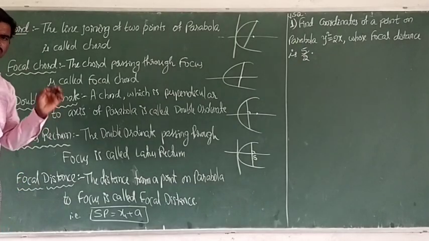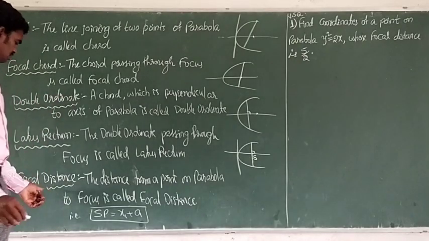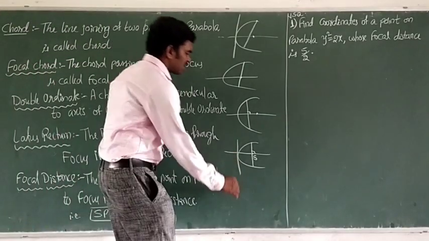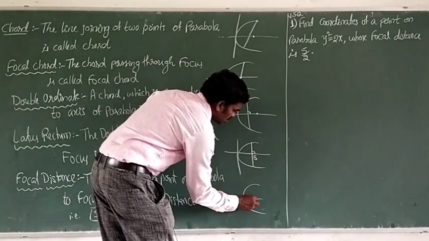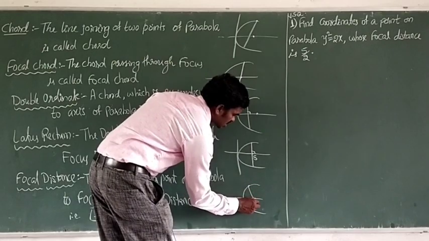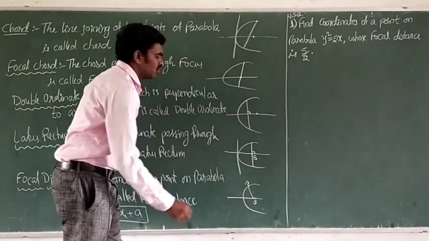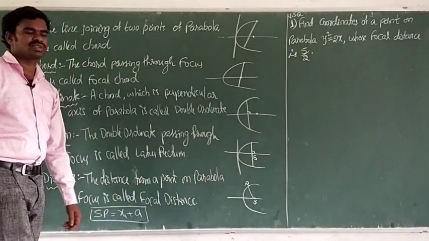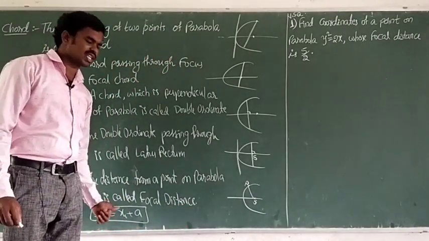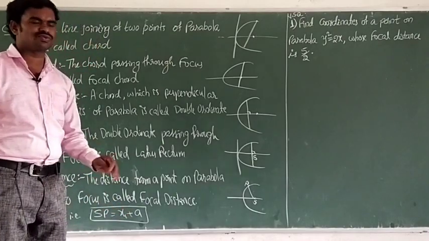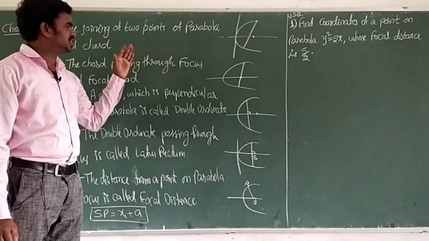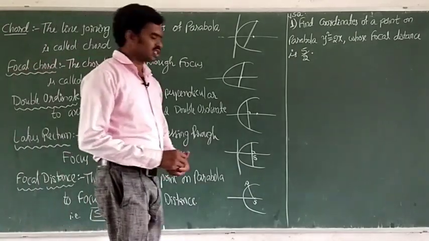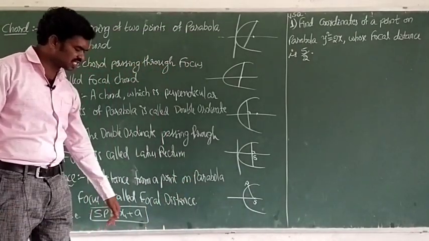Last, the most important thing is focal distance. Focal distance means the distance from a point to the focus, that is SP, and the distance is x1 plus a. So what is the focal distance? x1 plus a. This formula is very useful. These are the concepts, just listen to them. The important thing is that focal distance is x1 plus a.